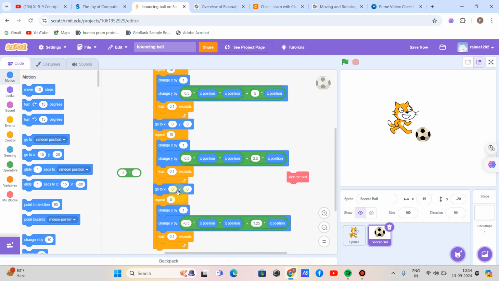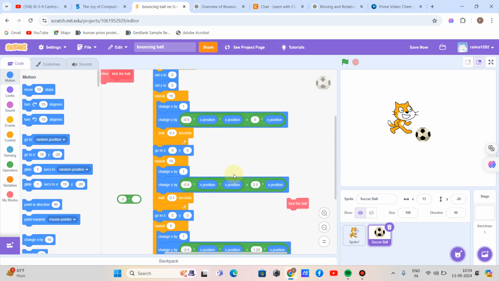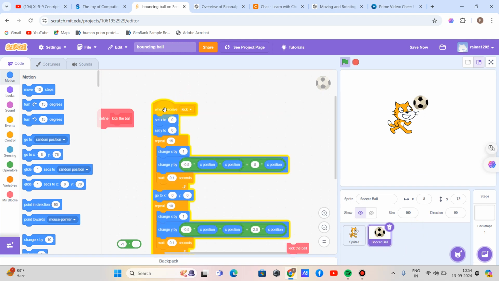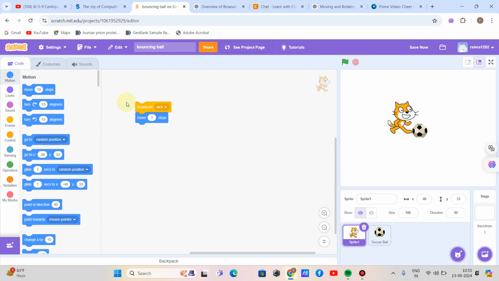Similarly, I made another loop for the third bounce, so that the maximum height of this parabola decreases. To see three bounces, I click on the ball sprite and see one time, then two times, then three times. So we start again from the beginning. See again, the cat moves one step, then the ball moves one time, two times, three times.